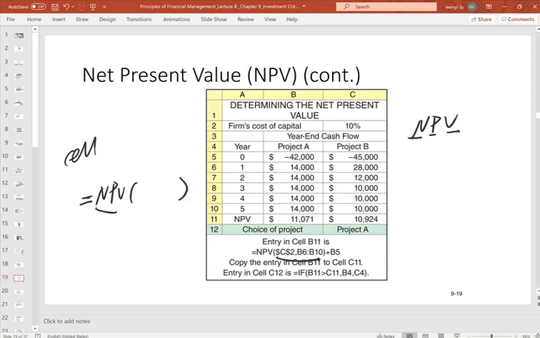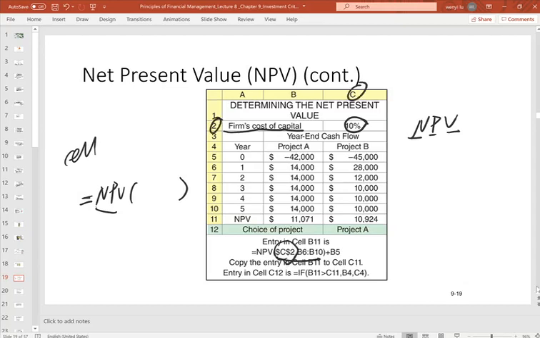In this NPV function, first you want to choose the discount rate. That's the required rate of return, or you can say the cost of capital you raised to conduct this project. It's 10%.